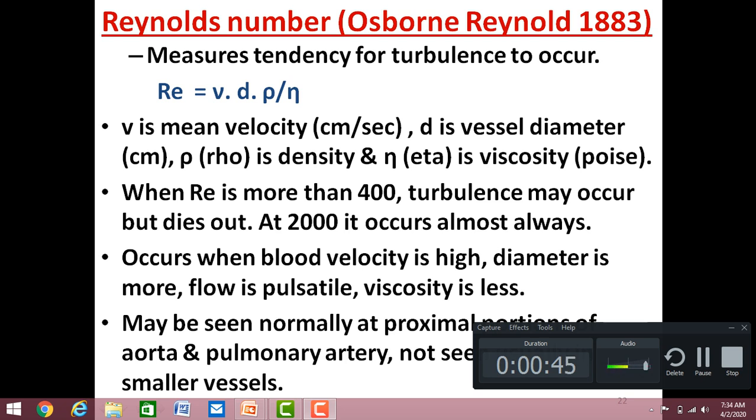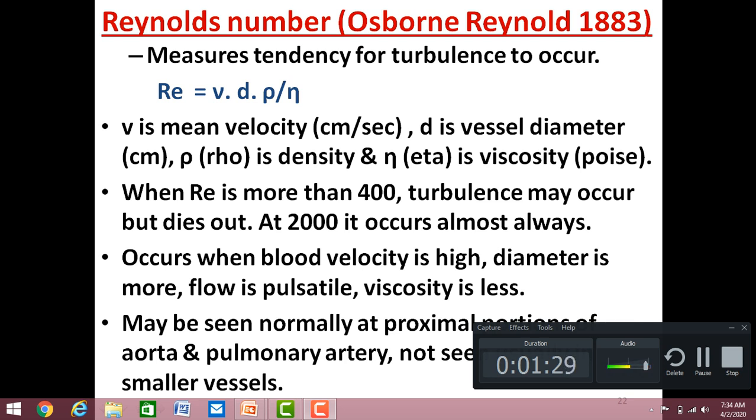Now in 1883, Reynolds was the first person who tried to quantify what are the factors that will convert this streamlined flow into a turbulent flow. So he came up with this equation which is called the Reynolds Equation, and it states that Reynolds number is equal to V d rho over eta, where V is the mean velocity by which the blood is flowing, d is the vessel diameter, and then rho is the density and eta is the viscosity.